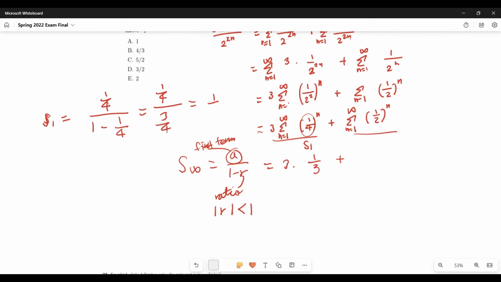Let's do the second part, S2. The first term, at n equals 1, is 1 over 2, and then 1 minus the ratio, which is also 1 over 2, becomes 1 over 2. So that becomes just 1, so plus 1. So this becomes 1 plus 1, which is 2. So the answer for this question is E.